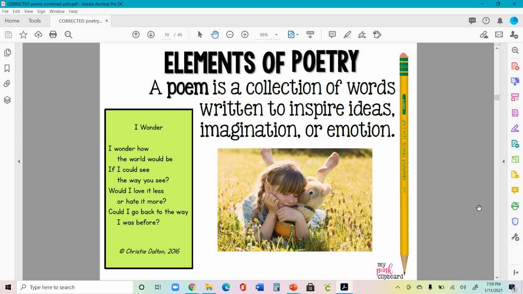I wonder how the world would be if I could see the way you see. Would I love it less or hate it more? Could I go back to the way I was before?